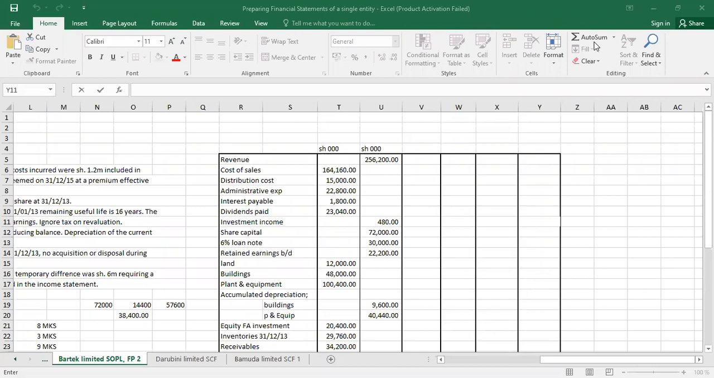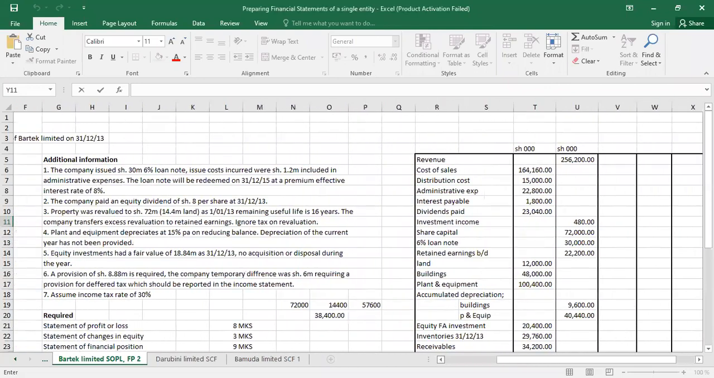Okay, we continue with our class. So previous class, we were taking on Bartek Limited. We were to create the statement of profit and loss and the statement of financial position, isn't it?